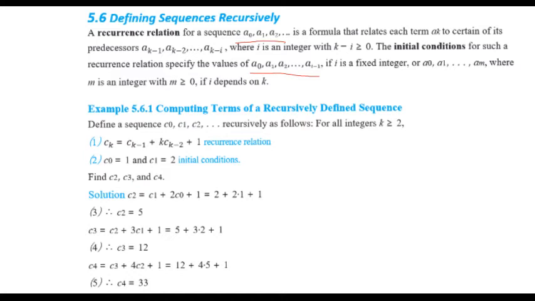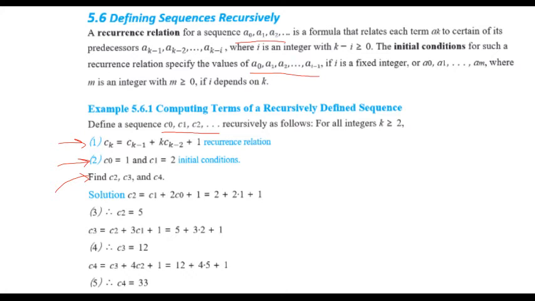So let the sequence C, which starts from C0, C1, C2, all the way to infinity, be recursively defined in the following way. The recursive relation for C is C sub k is equal to C sub k minus 1 plus k times C sub k minus 2 plus 1. And the initial conditions are C sub 0 is 1 and C sub 1 is 2. Now the question is: find C sub 2, C sub 3, and C sub 4.